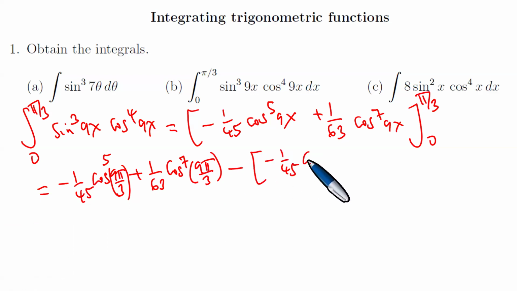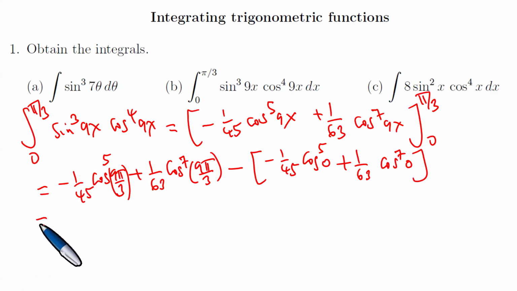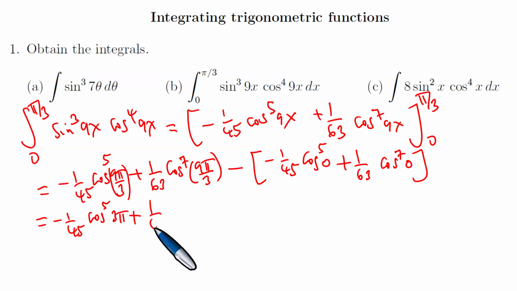Minus 1 over 45 cosine to the 5th power of 0 plus 1 over 63 cosine to the 7th power of 0, which is minus 1 over 45 cosine to the 5th power of 3 pi plus 1 over 63 cosine to the 7th power of 3 pi. This is what we are able to achieve.